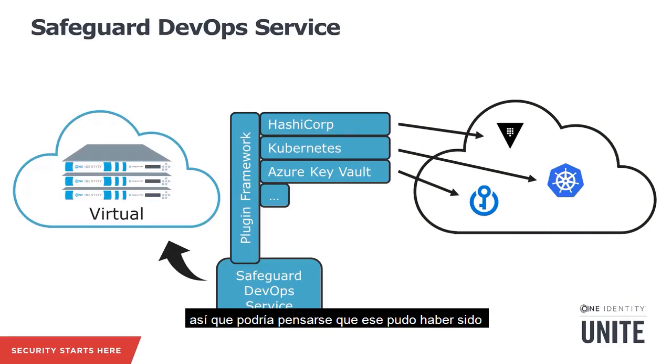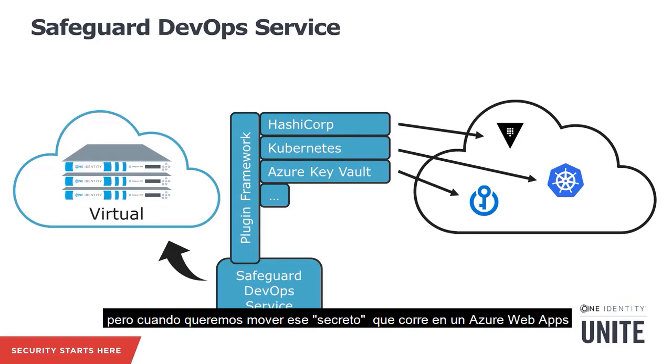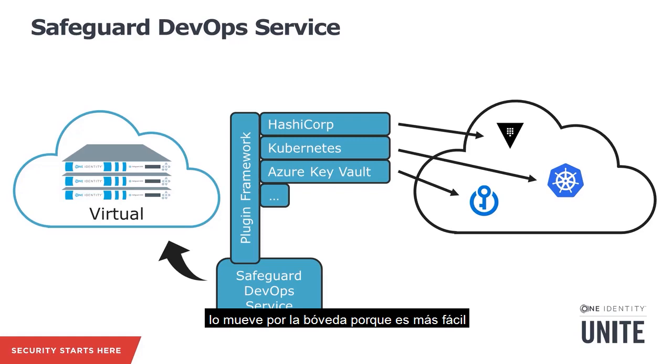No copying and pasting, not moving things manually. Whenever that secret needs to be changed by compliance requirements in the PAM environment, it changes. So you can think about this: that could have been a Safeguard instance running in Azure that's managing a VM that's also in Azure, but when we want to pull that secret from an application running in Azure web apps, right, it pulls it through the vault because it's easier, right? The developer knows how to do it. He's not going to sweat it.